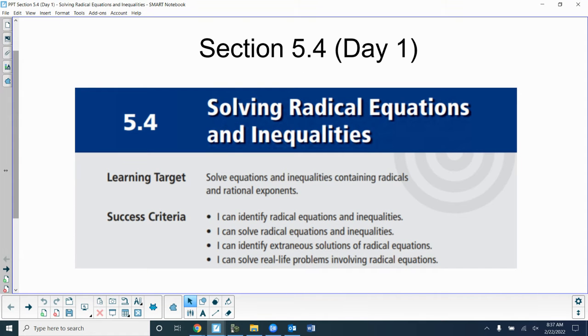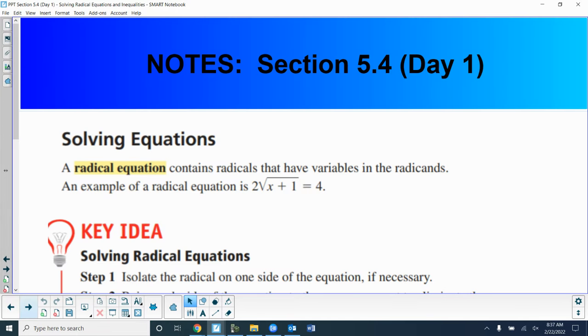All right, so today we're going to solve radical equations and inequalities. Well, tomorrow we'll do the inequalities. Today we're just doing radical equations. You guys know what radicals are, right? We just had a quiz with a bunch of radicals on it. All right? So let's see what we need to do here.